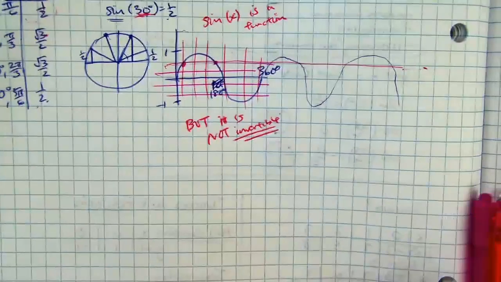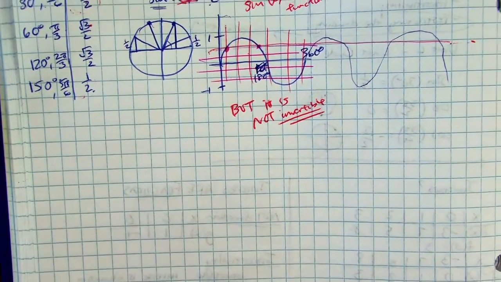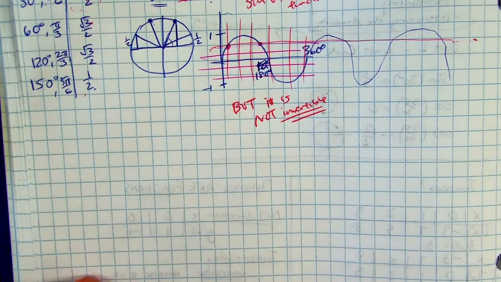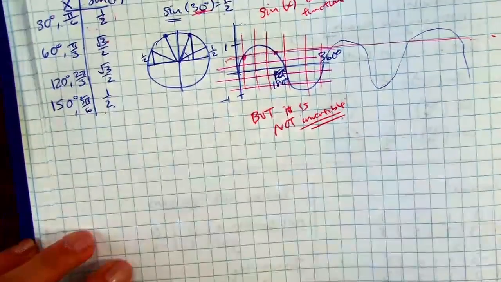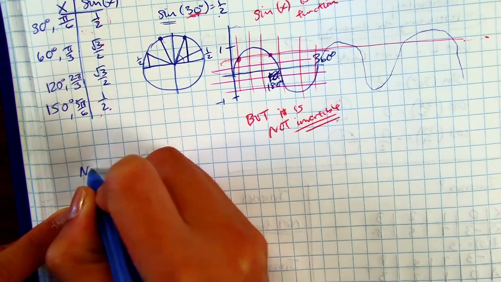So actually, before I give you guys the convention for what domain we restrict sine to, I'm going to go over one more thing, and that is our notation. That way we know how to write it down. So when we're talking about inverse functions, you already know that the inverse function notation is a -1.